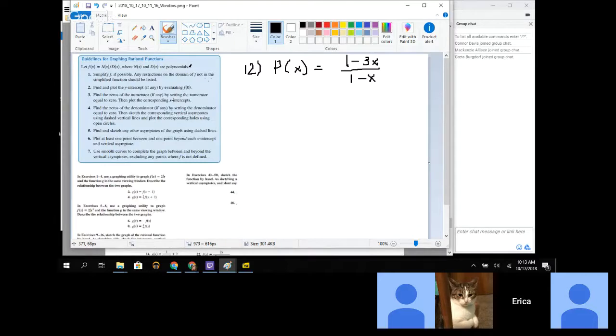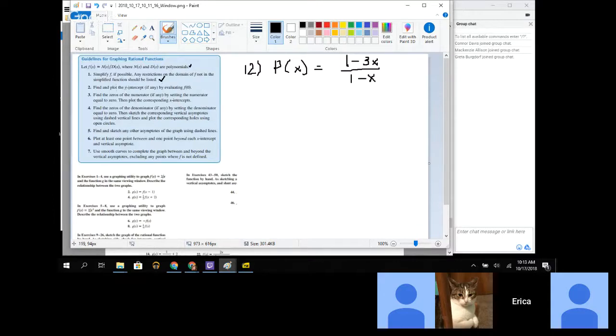We're in the right format. All right. So the first step is that you need to simplify f if possible. Any restrictions on the domain of f not in the simplified function should be listed. This is basically what we did at the end of class Monday, where we were finding holes when we simplified, but this really can't be simplified. So step 1, done.